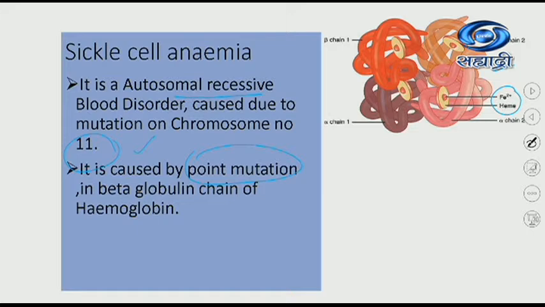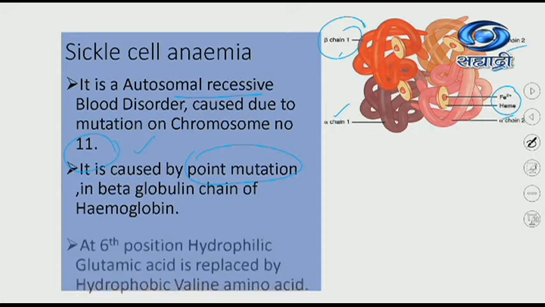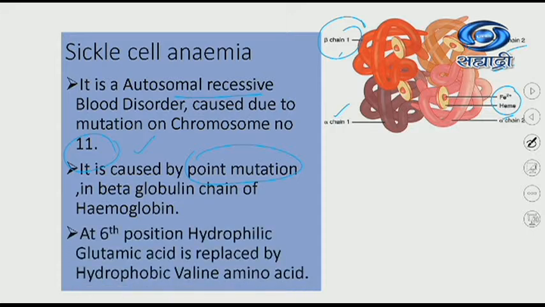So there are 2 chains, alpha chains and beta chains. The beta chain is affected. In the beta chain, it is affected at the 6th position. Now, globin is a chain of amino acids. The 6th amino acid is changed. At the 6th position, hydrophilic glutamic acid is replaced by hydrophobic valine. So instead of glutamic acid, valine is brought.